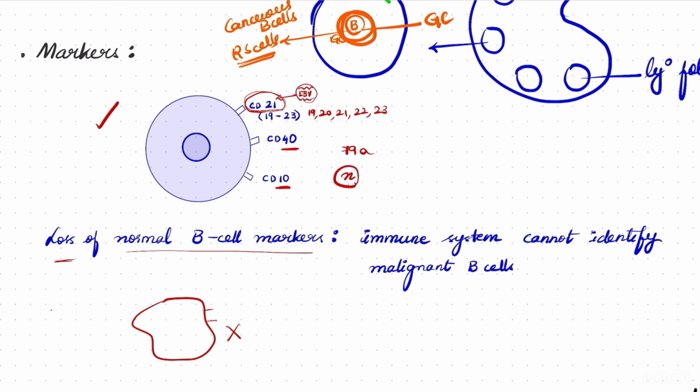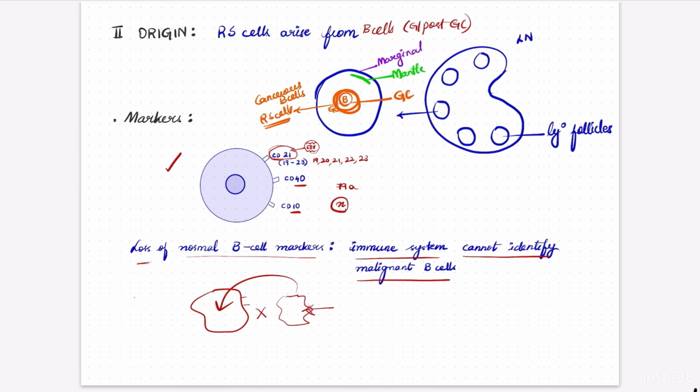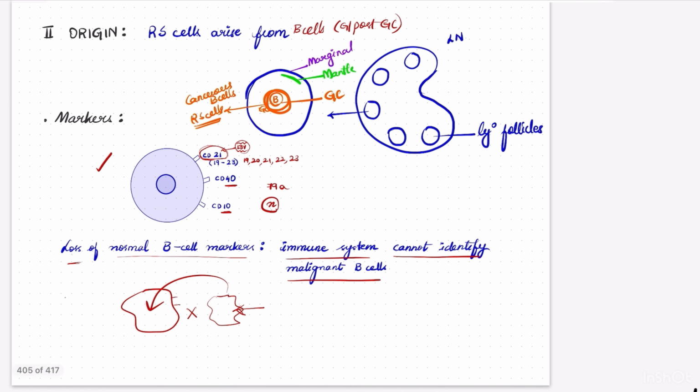Why? Because the host immune system cannot identify this cancerous cell. The immune system cannot identify the malignant B cells, but it can recognize the normal B cell. If it has to become cancer, it has to escape the host immune response. Therefore, to escape the host immune system, to escape from the checkpoint, it loses all the normal B cell markers. Therefore, it escapes the immune checkpoint. That is why there is loss of normal B cell markers in an RS cell.